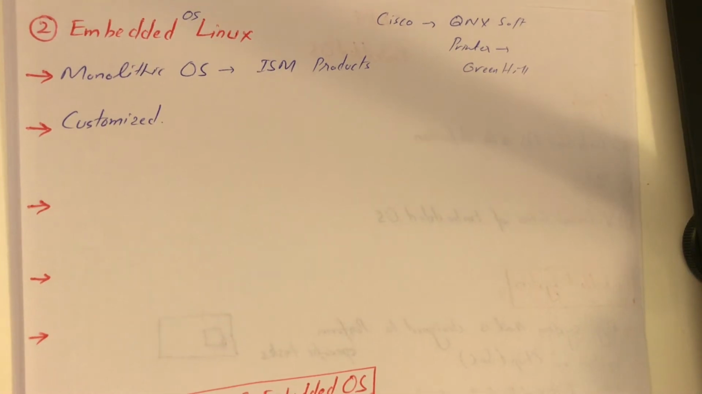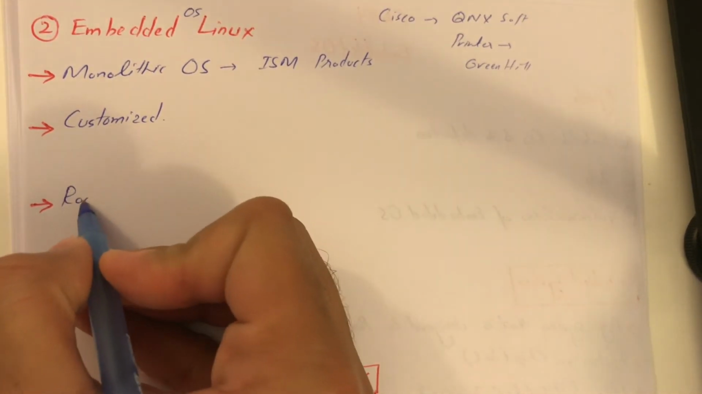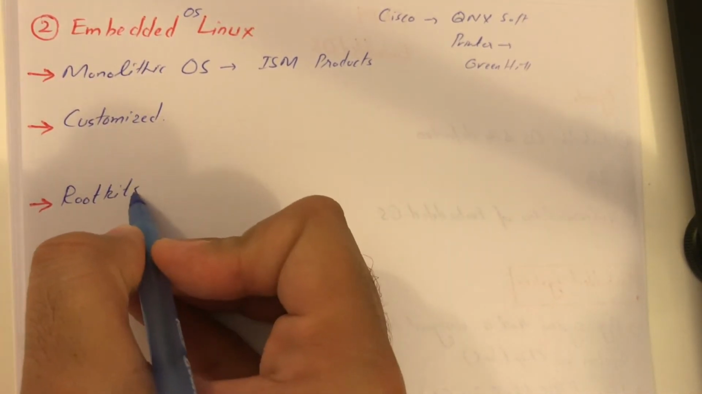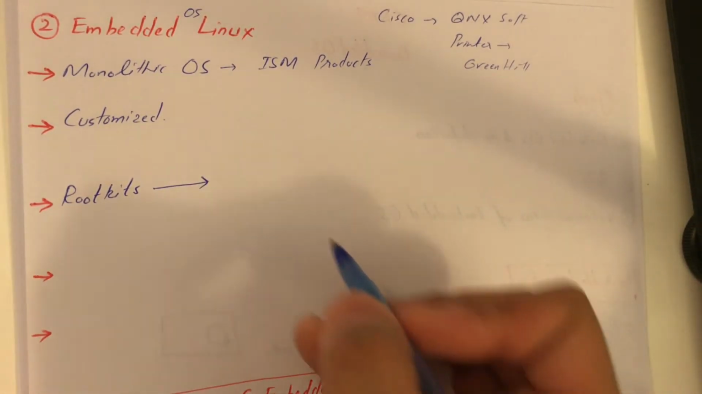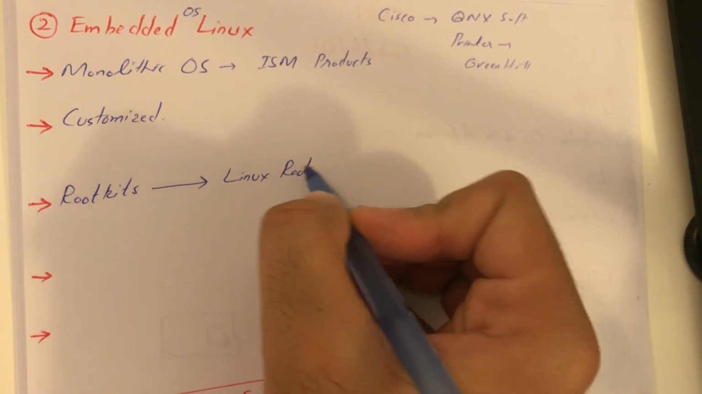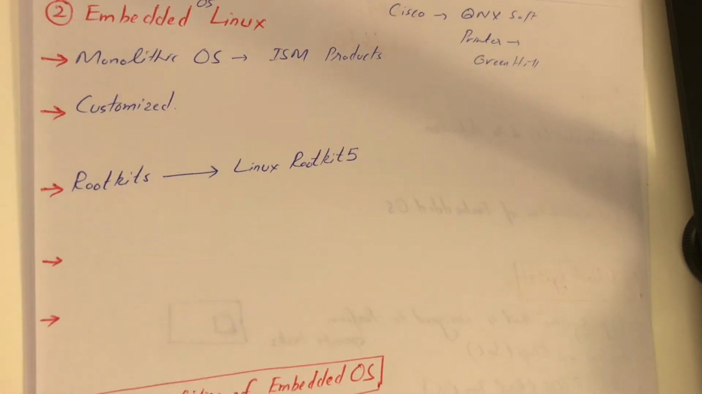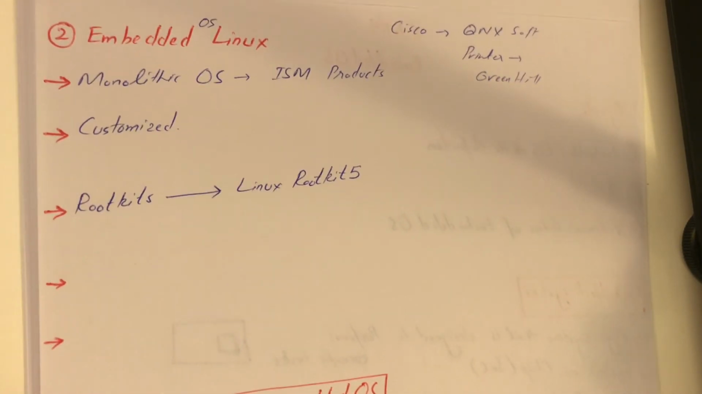But there is one biggest issue with these embedded Linux operating systems, and that problem is rootkits. There is a very common rootkit called Linux Rootkit 5. Linux Rootkit 5 is the biggest issue that comes with the embedded Linux operating system. You really have to take care of it if you want to use embedded Linux.